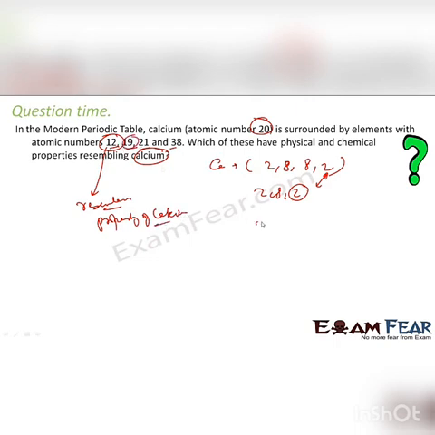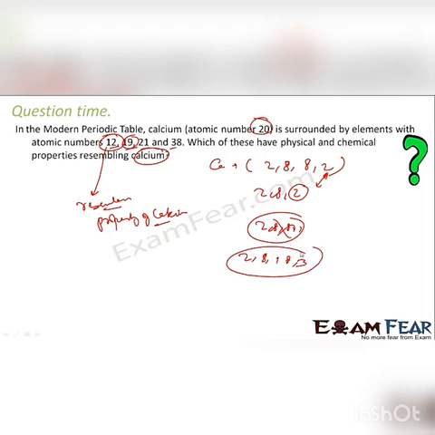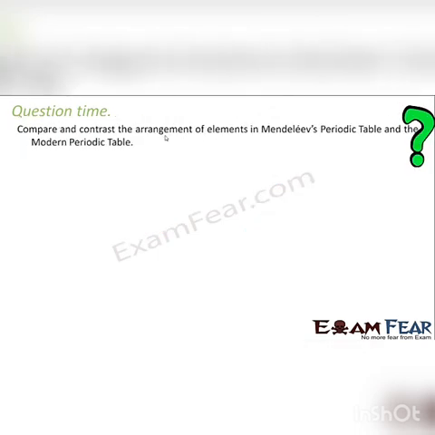Take 19, this is 2,8,8,1, which doesn't match. Similarly, if you take 21, that becomes 2,8,8,3, which doesn't match. So nothing matches except atomic number 12, correct? So we can say that it matches the property of calcium because they have the same number of valence electrons.